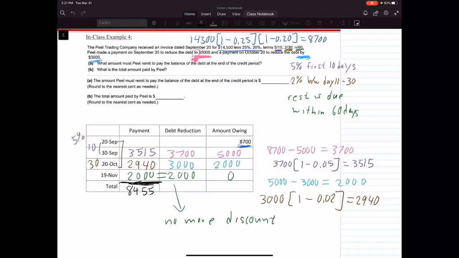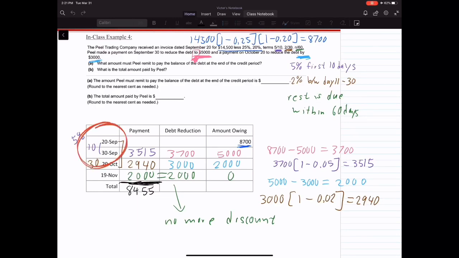And then the question states that we made a partial payment on September 30th to reduce the debt to $5,000. So that means on September 30th, the amount that we owe is still $5,000. So that's why we have the $5,000 in amount owing. So what that means is that the debt reduction on September 30th is 3,700. So 8,700 minus the 5,000 gives you the 3,700. That's how much debt reduction that we made.